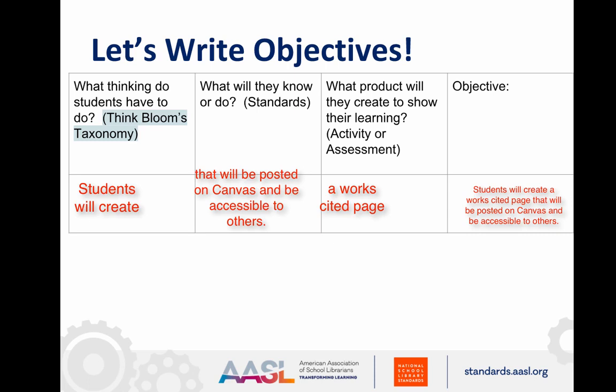Students can look at my objective and say, oh, this is the expectation of me. These are the things I must do. I'll know that I'm successful when I'm able to do the things in that objective. So that objective gives us a clear goal to aim for as we're teaching our lesson.